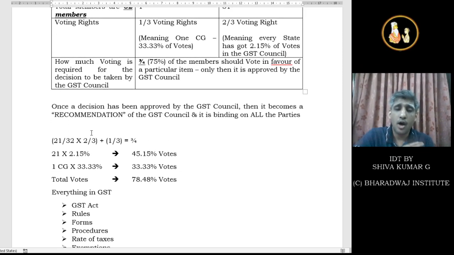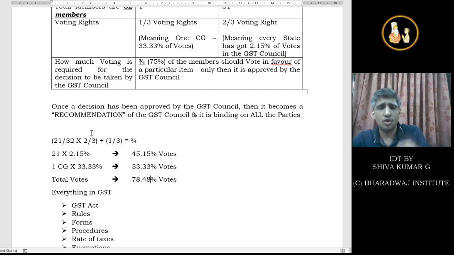Now, what we are going to read, the GST Act, the rules, the forms, the rate of tax, procedures, returns, assessment, penalties, everything is decided by the GST Council. Whatever the GST Council decides, since it's a holding company, it is binding on both the central government and all the state governments.